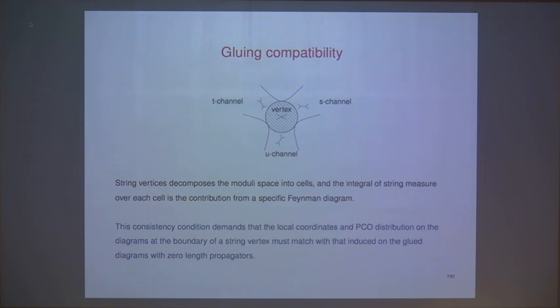And the consistency condition that we should impose on the string vertex demands a specific condition on the choice of local coordinates and the choice of PCO distribution that you choose on the elementary string diagrams. The continuity across the boundary of the string vertex demands that the PCO distribution and the local coordinates that you choose on diagrams belonging to the neighborhood of the boundary of the string vertex must match with the induced local coordinates and PCO distribution on string diagrams with zero length propagators. So this is the continuity condition across the boundary of the string vertex.